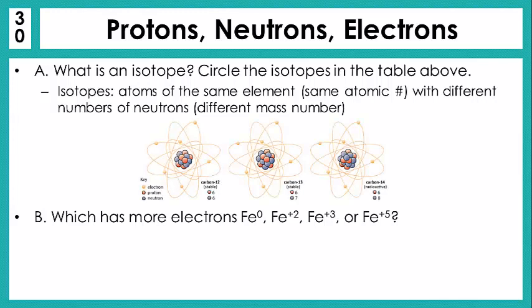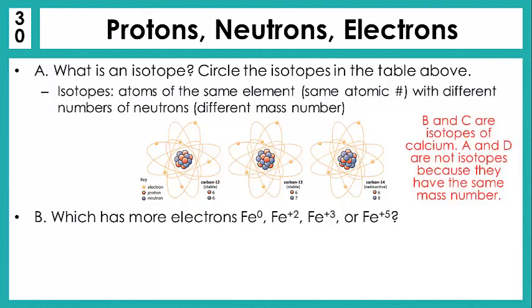So here are 3 isotopes of carbon. Carbon-12 has a mass number of 12 from 6 protons and 6 neutrons. Carbon-13 has 6 protons and 7 neutrons, so that gives me the 13. And carbon-14 has 6 protons and 8 neutrons, giving me the 14. So because they're all carbon, their protons are the same, 6, but they have different numbers of neutrons.